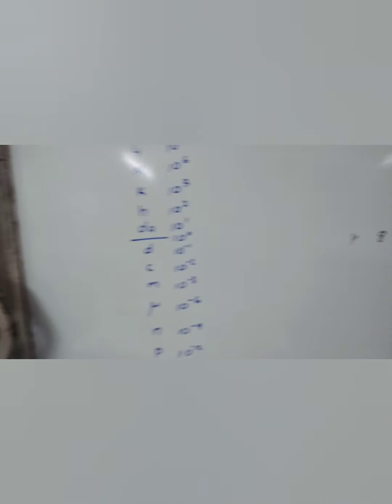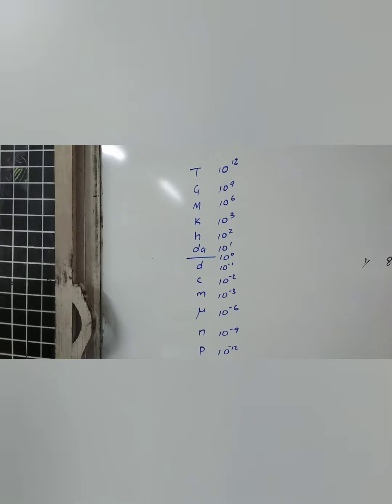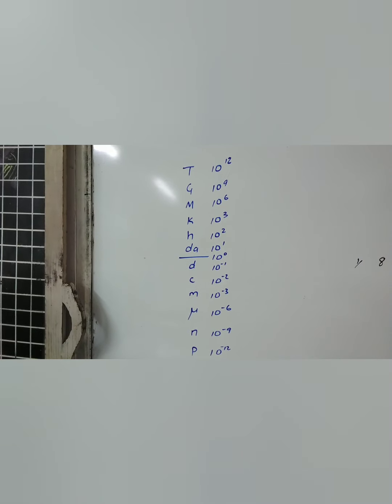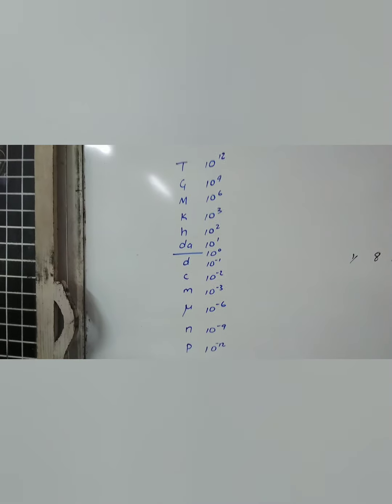Okay, now, let's say you're asked to convert from 8 megagrams into micrograms. The first thing you need to do is to make a quick sketch of your prefix table, as shown. As you can see, it goes from tera to pico, and only the symbols have been written, along with their numerical value.